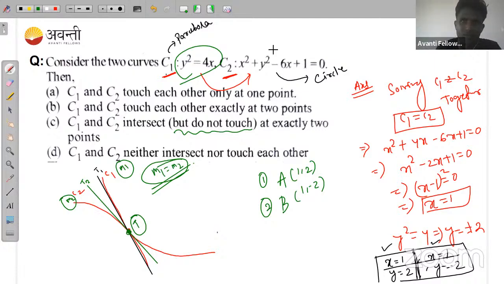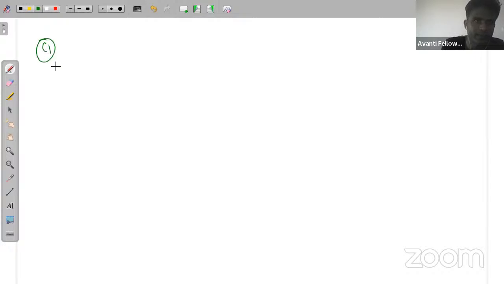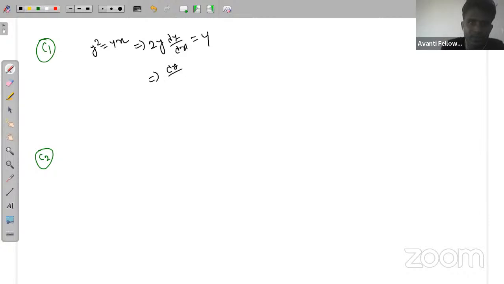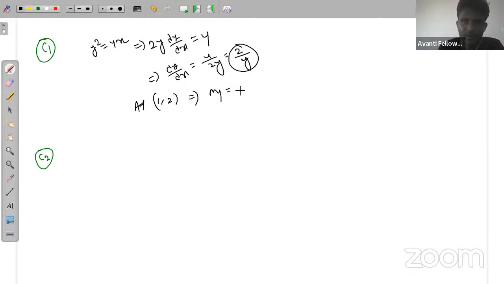Find dy by dx for C1. Similarly, find dy by dx for C2. For y square is equal to 4x, that implies 2y into dy by dx is equal to 4. That implies dy by dx is equal to 4 by 2y, that is 2 by y. So you can see at the point (1,2), what will its slope be? Let's say M1, what will it come to at (1,2)? There is nothing in place of x, and putting 2 in place of y, the 2s cancel. M1 is equal to 1. Perfect.